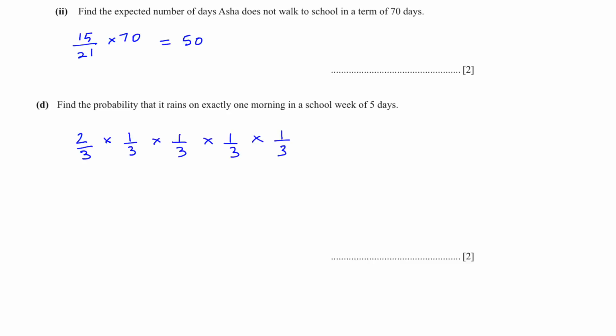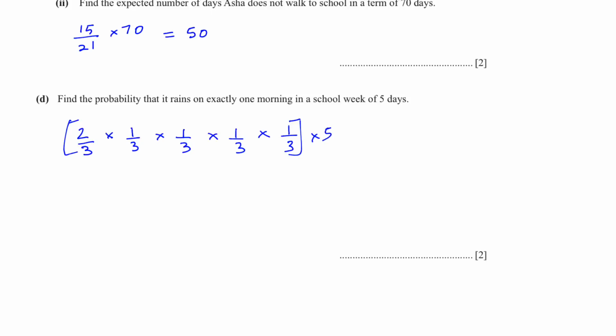Or it could be that it does not rain the first day, then it rains, and the other 3 days, it does not rain. So you are going to have 5 probabilities. Instead of writing it every single time separately, you can just multiply this whole answer by 5. And that will give you 10 over 243.